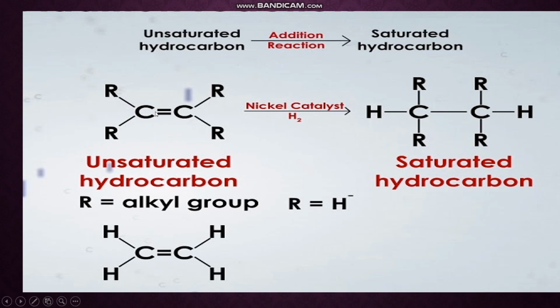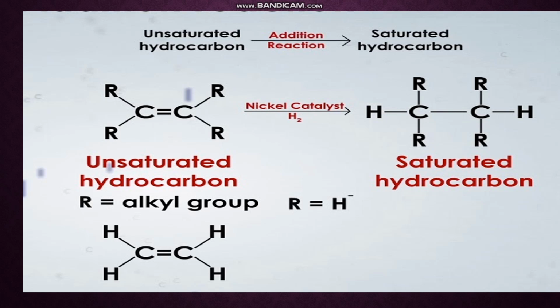Generally this reaction we can write as C double bond C. This represents the unsaturated hydrocarbon, and it can be attached to any other alkyl group, or all can be hydrogen, that is ethene. One can be an alkyl group, a methyl group or ethyl group, propyl group, anything. All of them can be the same, all methyl groups, or one can be methyl and one ethyl, or one methyl group and one hydrogen. Anyway, all these represent the unsaturated hydrocarbon.